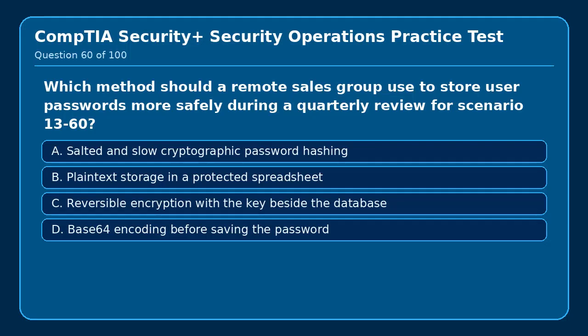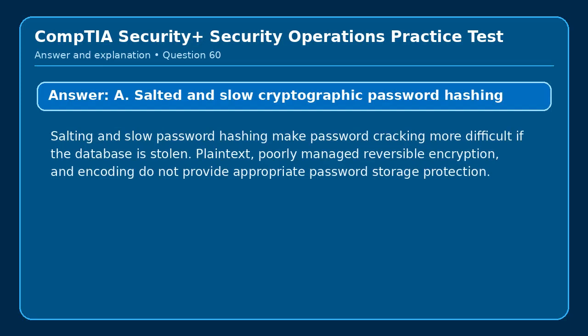Question 62. Which cryptographic feature should a software company use to verify both message integrity and sender authenticity after a recent audit finding for scenario 13 to 62? A. Guest VLAN. B. Digital signature. C. Load balancer. D. Screen lock timer. Take a moment to choose your answer.